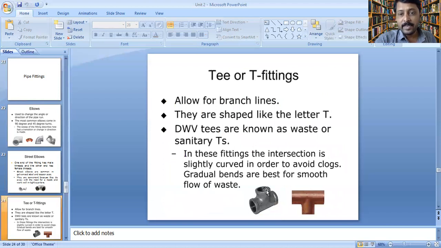Then there is a T fitting, TEE or T fitting. It is called a T fitting. Now you can see that this looks like a T shape, the T alphabet. That is why it is called a T.